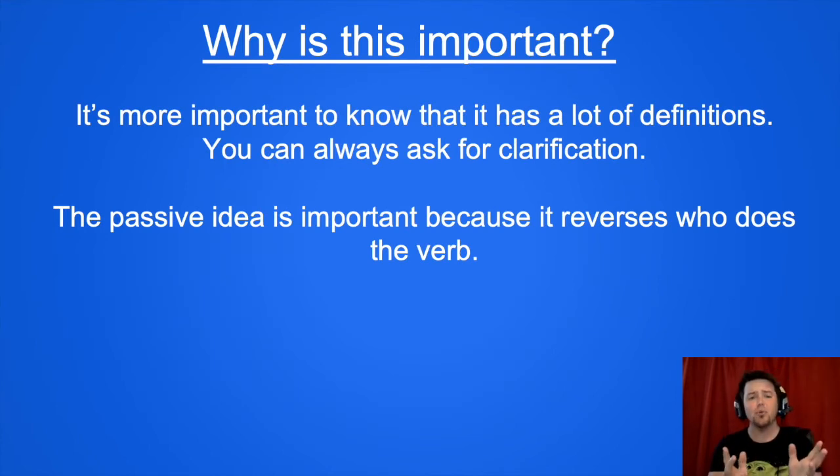Now, why is this important? It is important to understand the verb get has many definitions. If you believe the verb get has one definition, like receive, which is the most common, when people use the word get, it's going to be very confusing. So understand that it has a lot of definitions, and if you don't know what people mean, you can always ask. Say, hey, what does that mean? Can you say that differently?